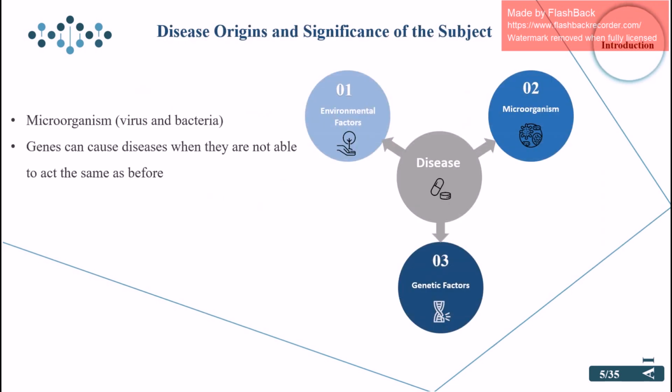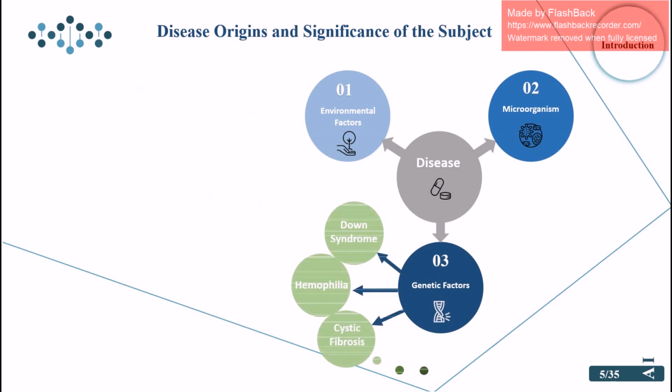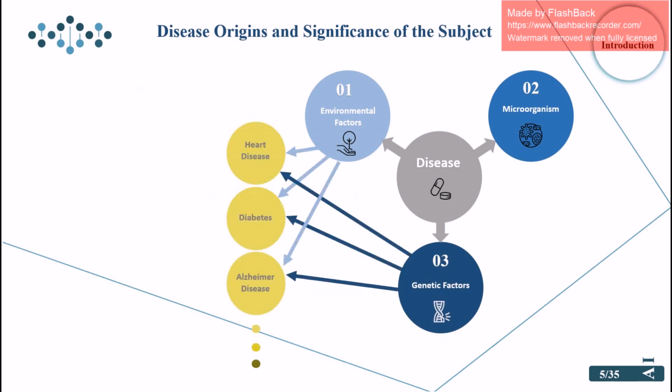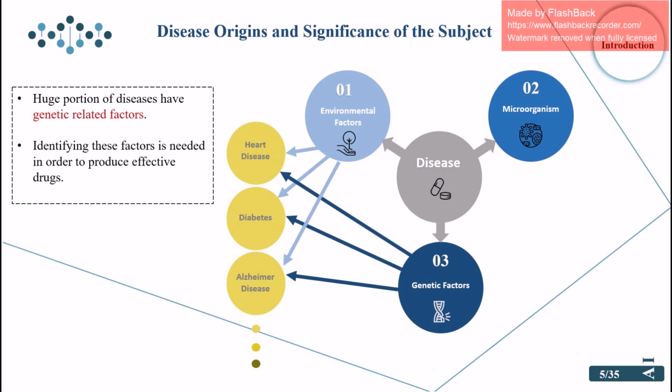Diseases typically have three origins: environmental factors, microorganisms like viruses and bacteria, and genetic factors. Down syndrome, hemophilia, and CF are some examples of genetic diseases. There are some diseases that have some multi-factorial origins, such as heart disease, diabetes, and Alzheimer's disease. As you can see, huge portion of diseases have genetic related factors, and identifying these factors is needed to find a cure or produce effective drugs.